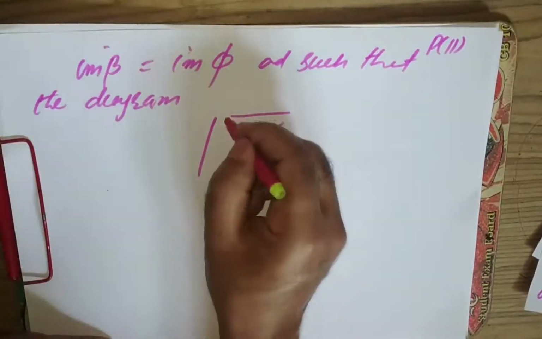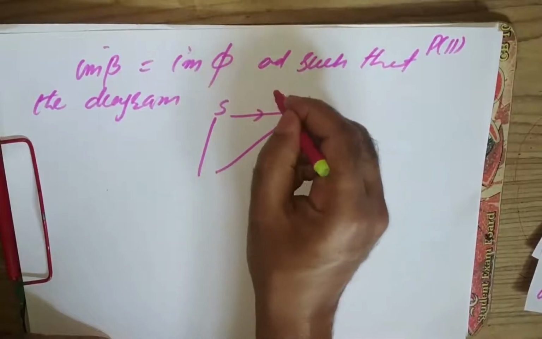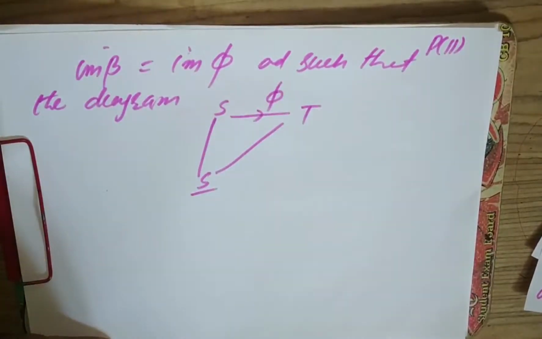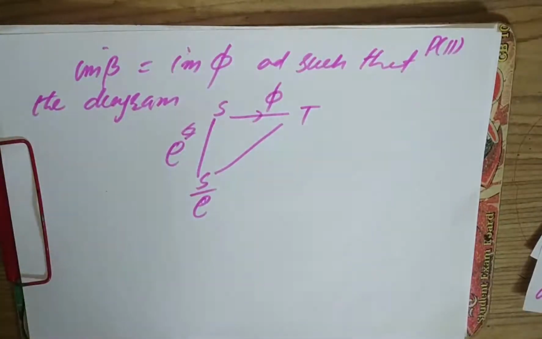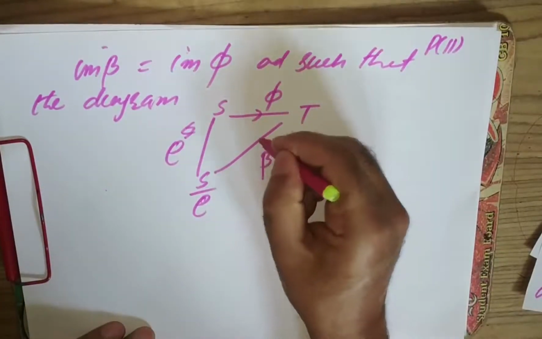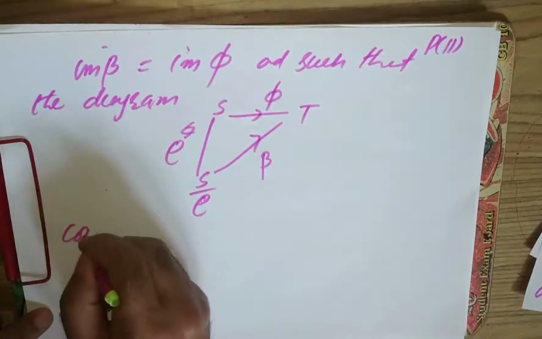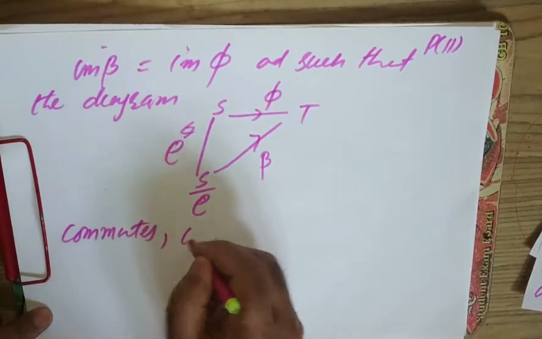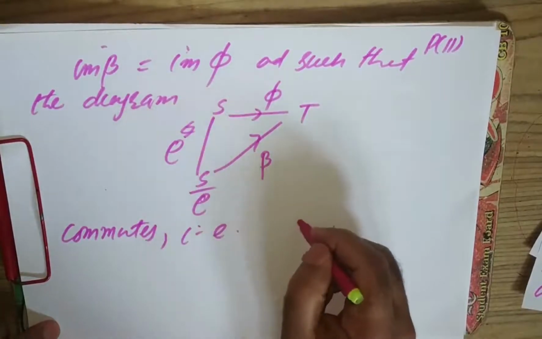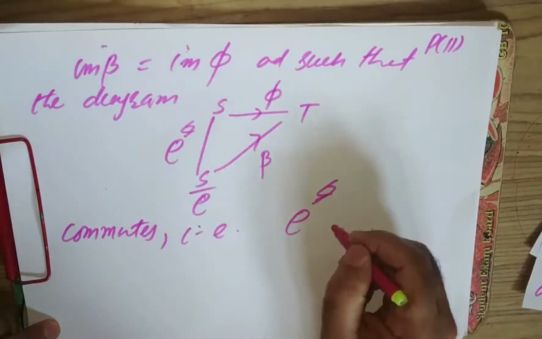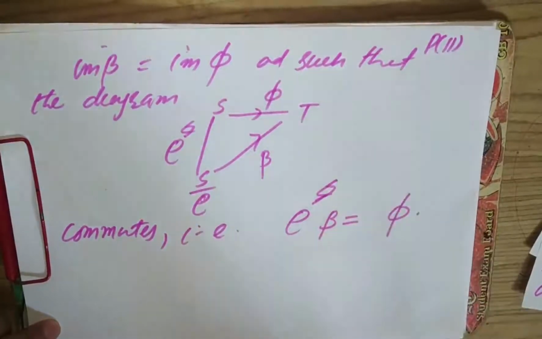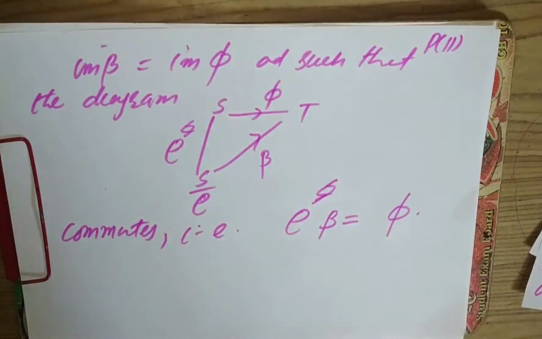The map from S to T is phi, and S to S over rho here is obviously the rho natural map. X rho natural is equal to the rho class of x, and this is your beta. The diagram commutes. Commutes means that the composition of rho natural and beta should be equal to phi. And you can easily verify this.